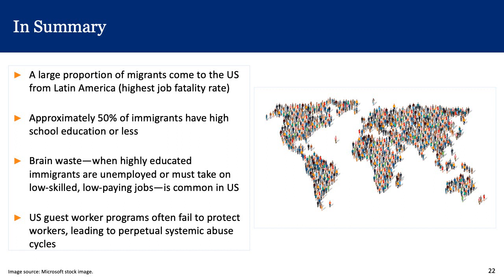In summary, a large proportion of migrants come to the United States from Latin American countries. This demographic also suffers the highest job fatality rate in the United States. It is also estimated that about 50% of immigrants have a high school education or less. The phenomenon of brain waste is also prevalent, where highly educated immigrants are unemployed or must take on low-skilled, low-paying jobs in the United States. Lastly, U.S. guest worker programs often fail to protect workers, leading to perpetual systemic abuse cycles.